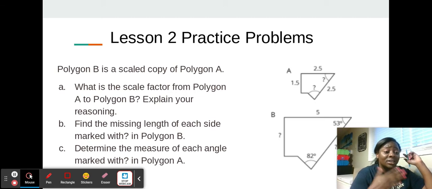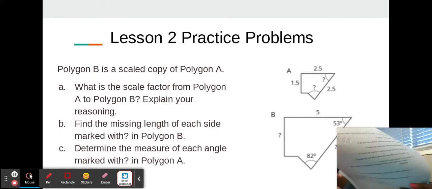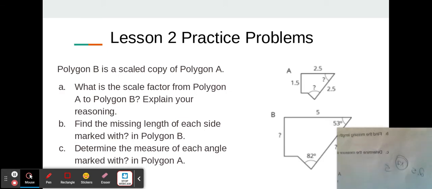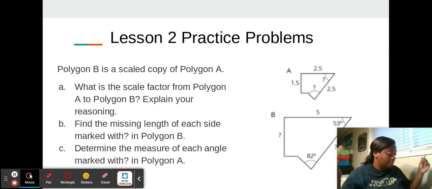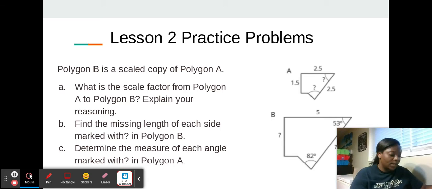Okay, so by now, somebody should have said, well, 2. I know 2.5 times 2 is 5. What's my scale factor? My scale factor is 2. All right, that answers A. So B says, find the missing length of each side.